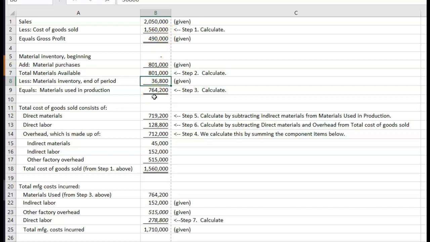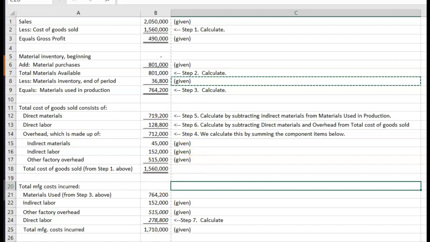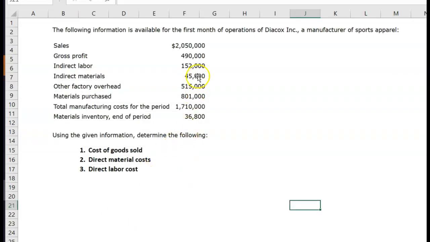The next items we need to calculate relate to total cost of goods sold. Now we know that consists of direct materials, direct labor, and overhead. And overhead is made up of indirect materials, indirect labor, and other factory overhead. And those were all given to us. In fact, I should put the word given in there. Okay, so now you see those three words appearing in there. Let's make sure those were really given to us.